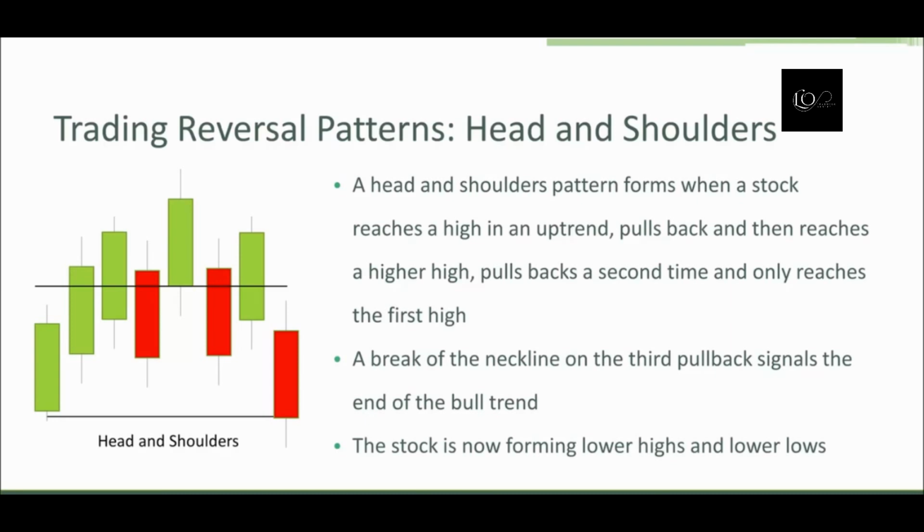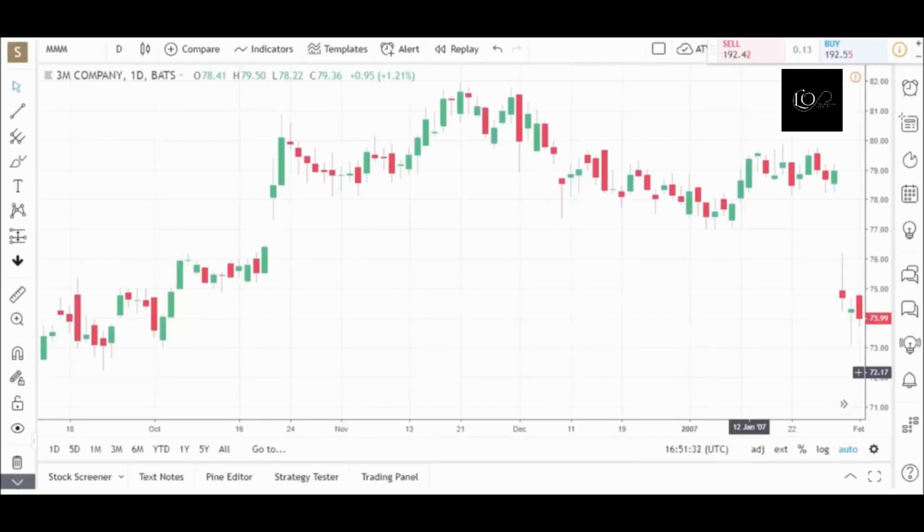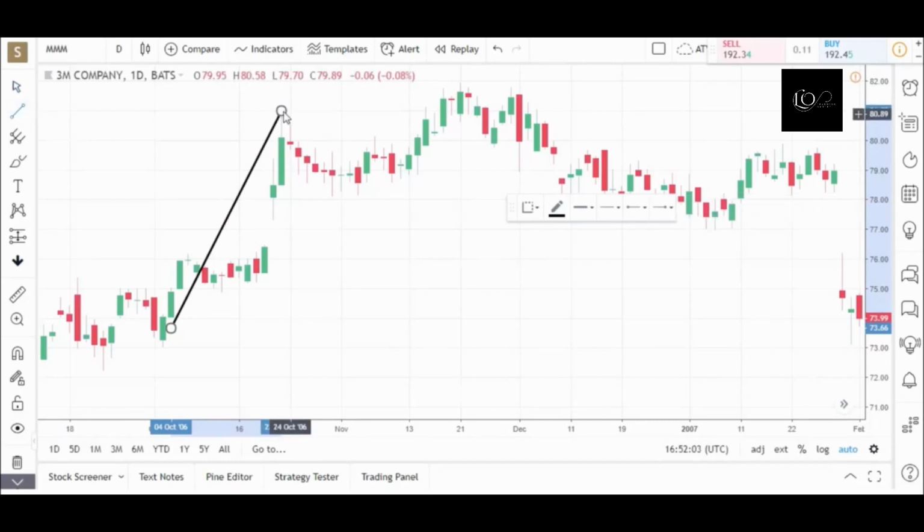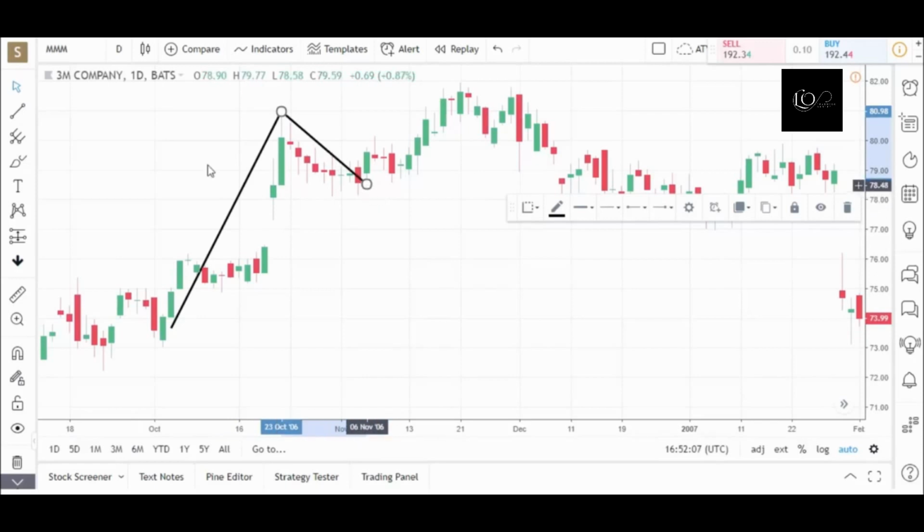So let's take a look at a head and shoulders pattern on a chart. Let's use a chart of 3M for our head and shoulders pattern. Here we see the stock is trading on a daily basis, and we see the stock making a new high here, continuing its uptrend. The stock then pulls back, rises higher.